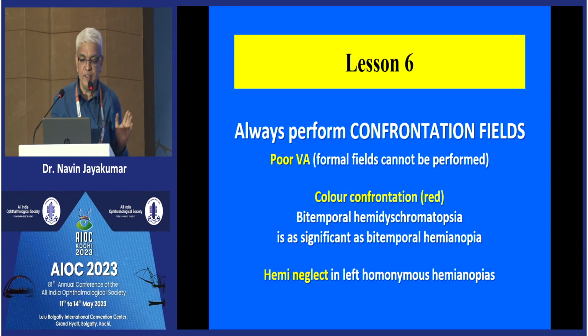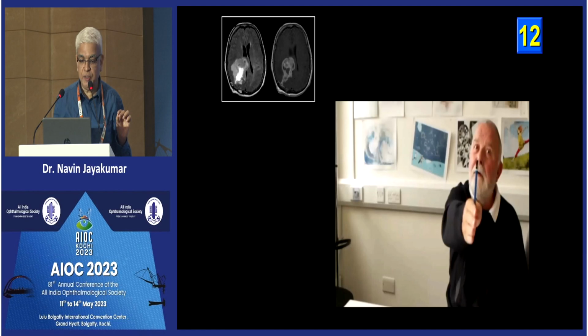My last lesson is always perform confrontation fields, especially when you have poor visual acuity and you cannot do formal fields, because they will give you as good information as formal field testing. Color confrontation is also useful because dyschromatopsias respecting the vertical meridian are as significant as an actual hemianopia. And lastly, there's a condition called hemi-neglect, which you can pick up only on confrontation, as you can see on this video. Can we have the sound here, if it's possible?